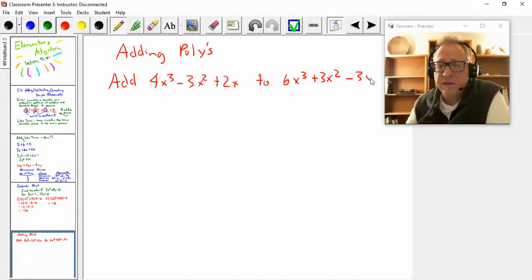Minus 3x. If you hear strange noises behind me, that's the 12-year-old dog who is snoring. She's a 7-pound dog, but she makes some pretty good noise.